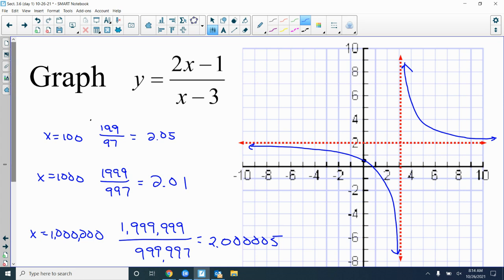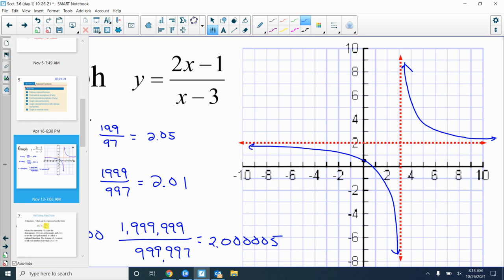You can plug in 10 million, 100 million. It's going to get close to 2. That's what's happening. That's a horizontal asymptote. Got it? If I plug in negative numbers, it's just going to be below 2, like 1.99999. All right, that's how horizontal asymptotes work.